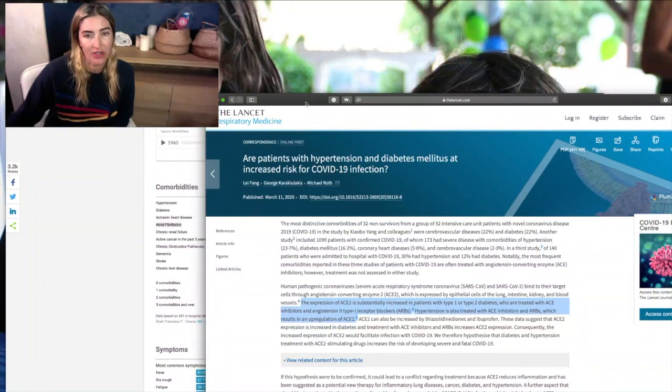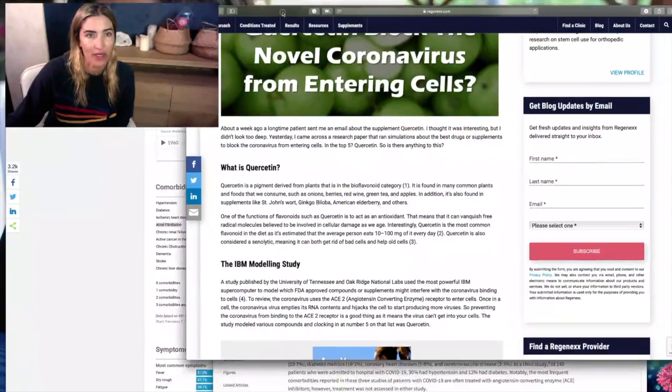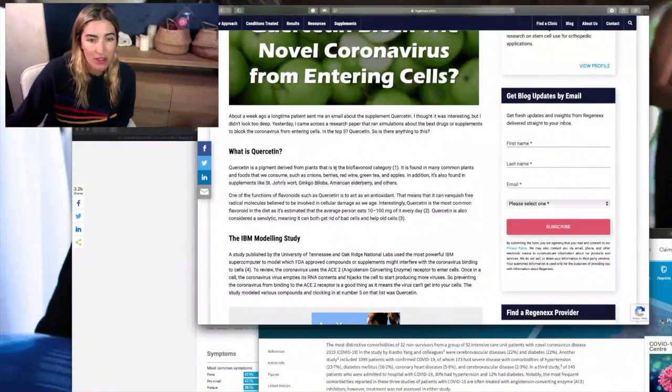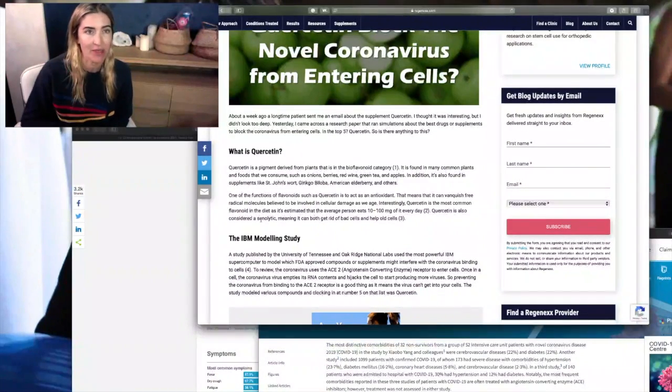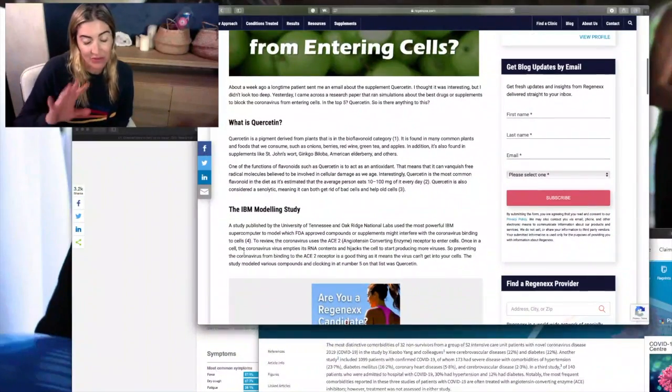And I know some other doctors like this. I'm going to show you this real quick right here. He also details some studies, because I like to be clear that this is being studied and this is truly scientific. This is not just, oh, take this supplement and it might work. So here we go. This is really interesting: they used a supercomputer to model which FDA approved compounds might interfere with the coronavirus binding to cells.